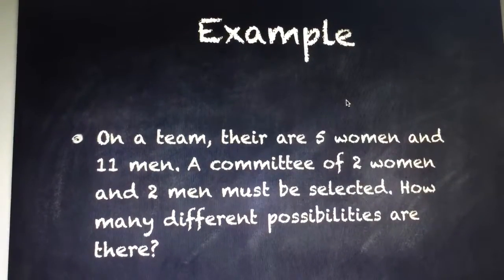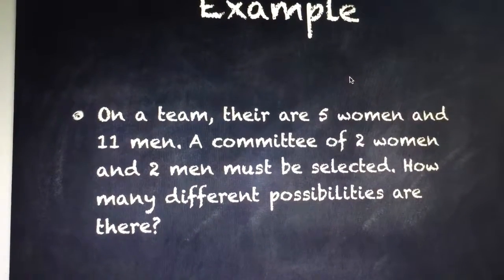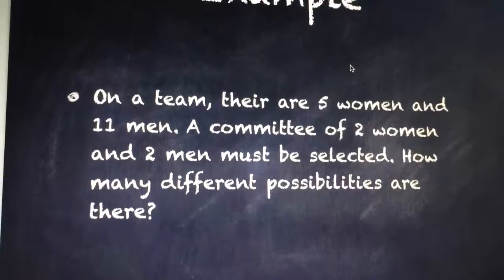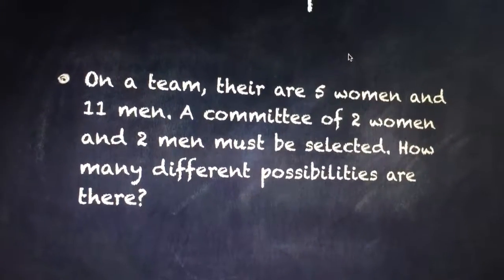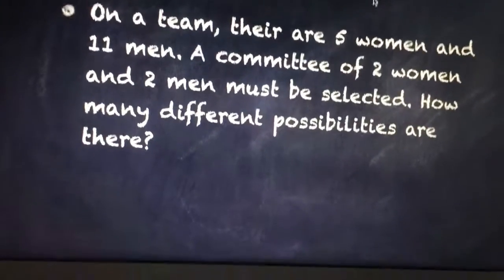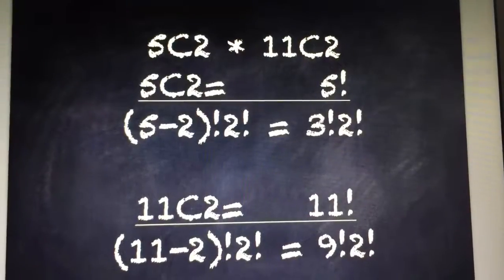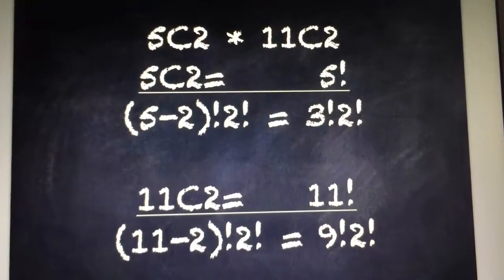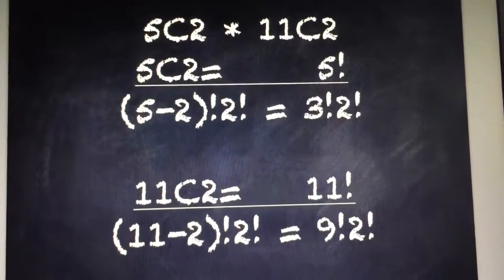For example, on a team, there are 5 women and 11 men. A committee of 2 women and 2 men must be selected. How many different possibilities are there? We are given that out of 16 on a team, we need a committee of 4. To do this problem, we must separate the men and the women and multiply to get the final combination.